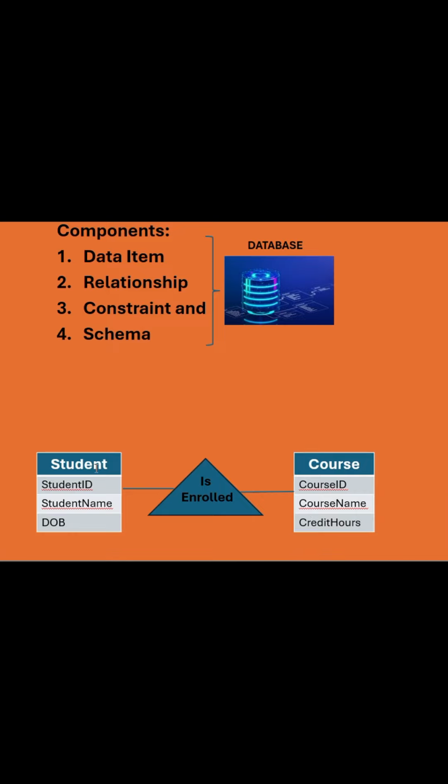Now, the relationship is that a student is enrolled in a course. Now, when we talk about cardinality, you can say that many students can be enrolled in many courses. Now, the student ID here is a primary key, and the course ID here is also a primary key. This student ID tells us that no two students should have the same student ID. So that is the constraint that we are talking about.